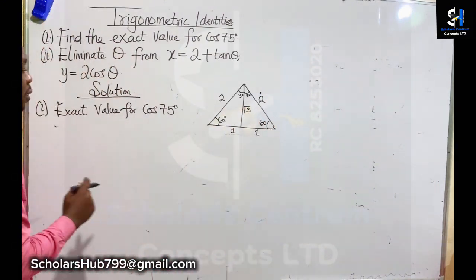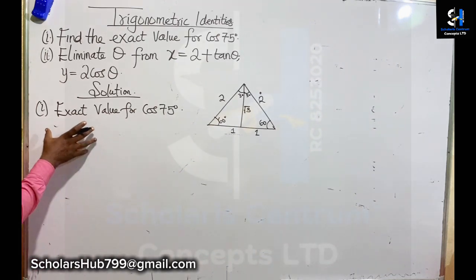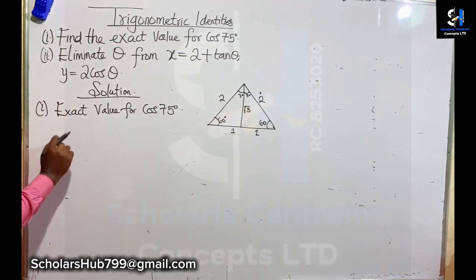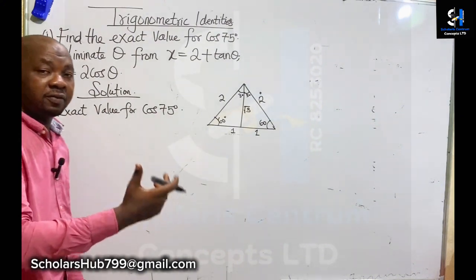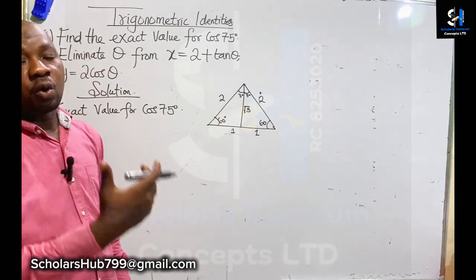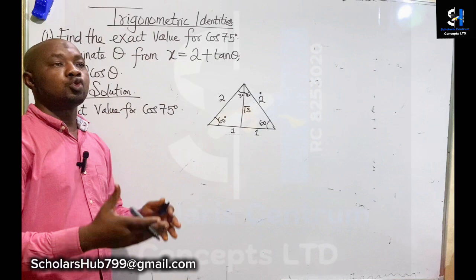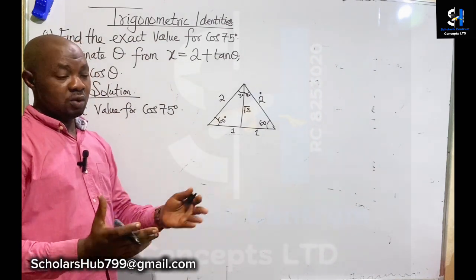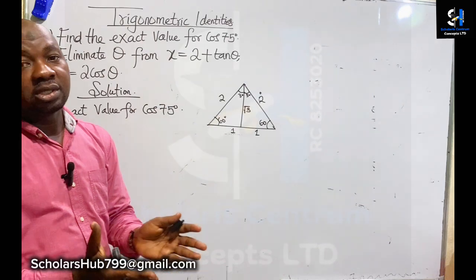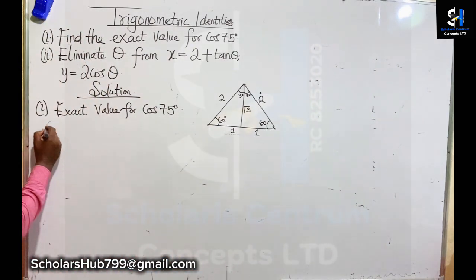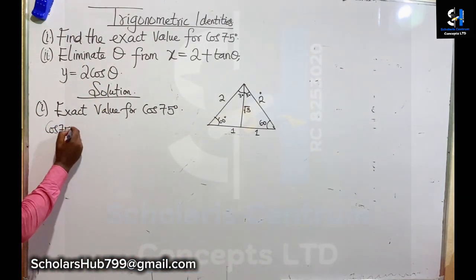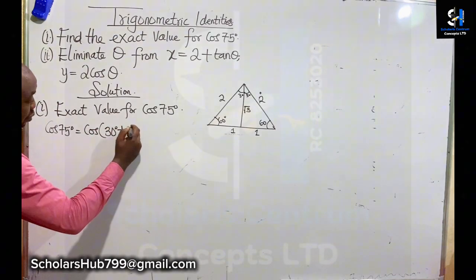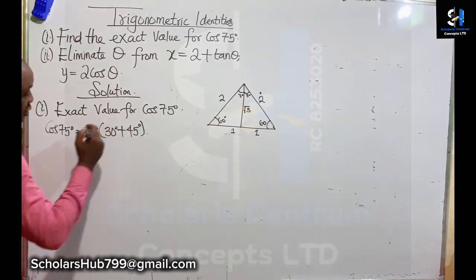Now, like I said, to be able to find the exact value for cos 75 degrees, first we need to express cos 75 degrees as the cosine of the sum of two known angles, like 45 degrees and 30 degrees. When added together, that will be 75 degrees. So in this case, we can write cos 75 degrees equals cos of 30 degrees plus 45 degrees.